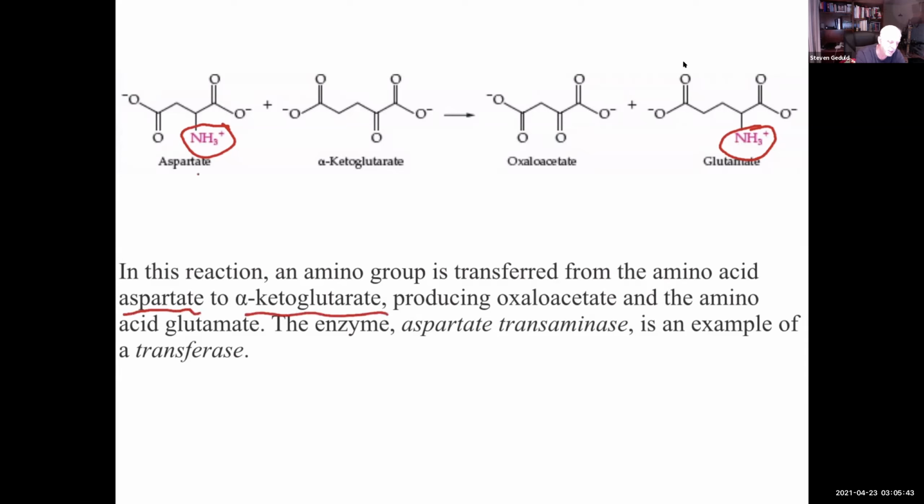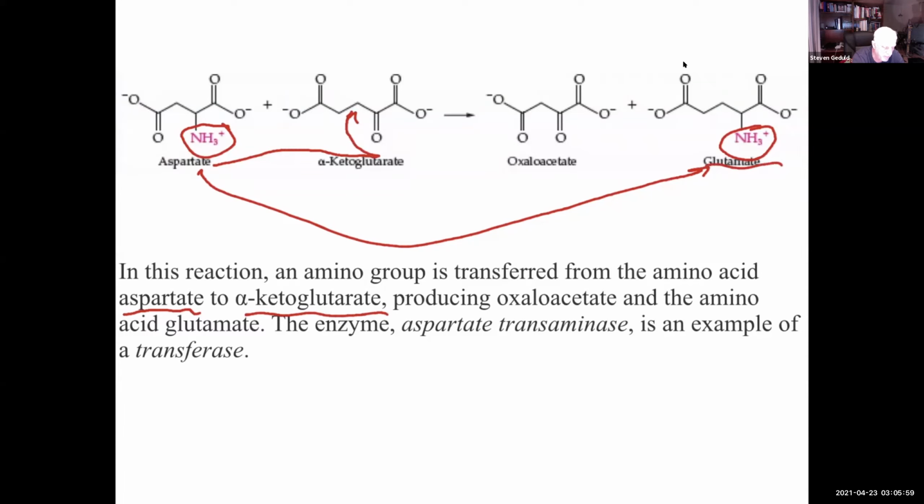So you're going from aspartate to alpha ketoglutarate, right there. And then the new product formed is glutamate. So you're producing an oxaloacetate and the amino acid glutamate. The enzyme is aspartate transaminase. It's an example of a transferase. You're transferring one functional group from one molecule to a different molecule.